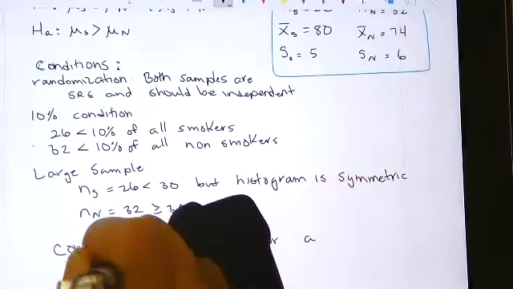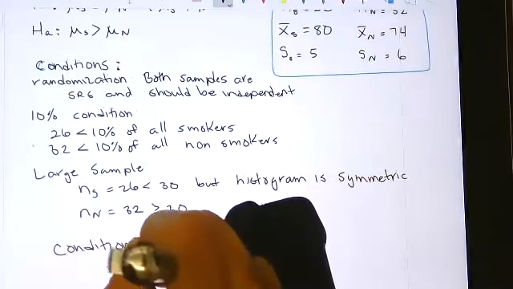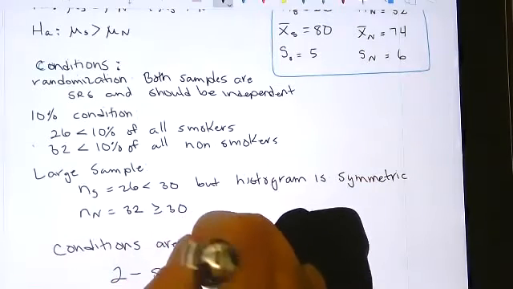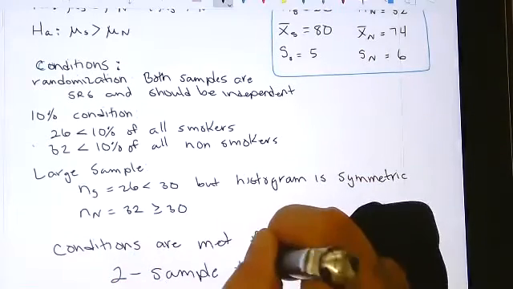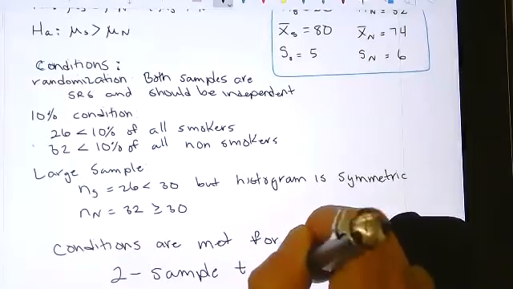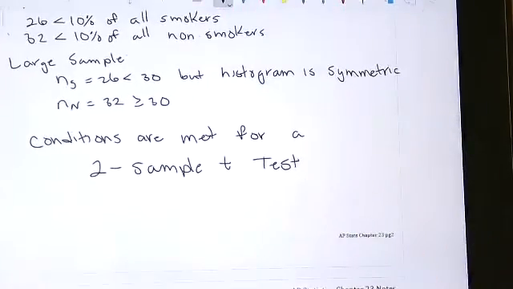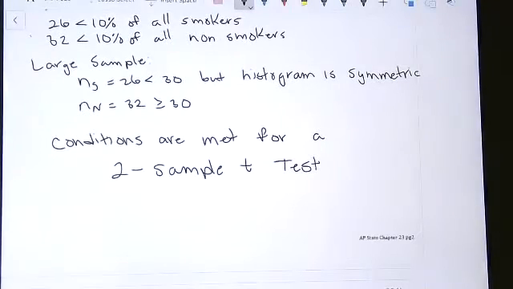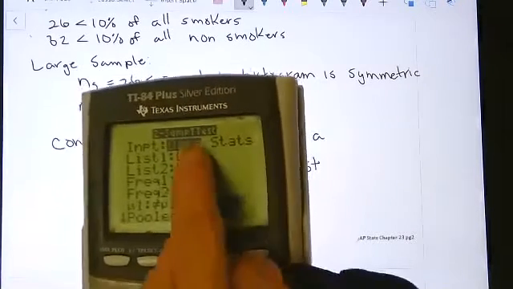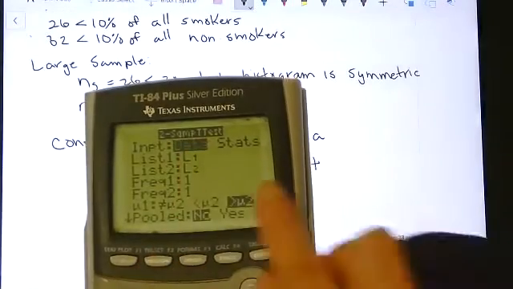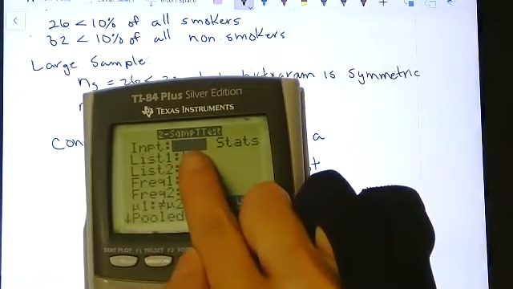for a 2 sample t-test. So we are going to do a 2 sample t-test. So stat test, 2 sample t-test is choice number 4 on here. So you find the 2 sample t-test. And again, just like Friday, you have 2 choices.